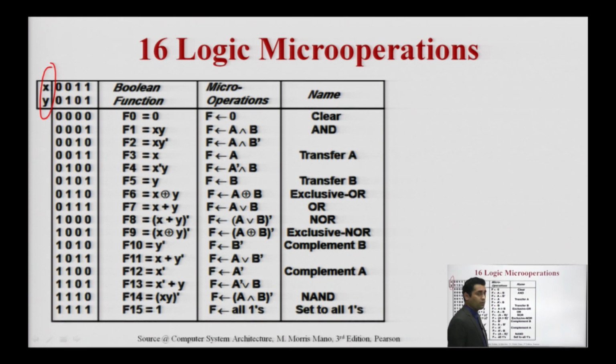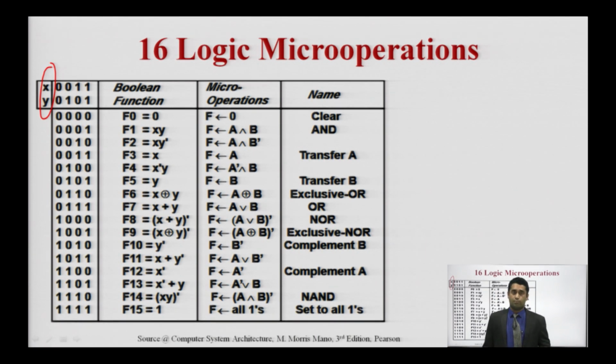Next, when we are talking about F1, that is AND, the favorable one. Next is the combination where we are going to AND the B complement. We will see an example of where this B complement is used. Then transfer A, where the content of the A register is going to transfer to B. Next are the exclusive OR operation, OR operation, NOR operation, and complement. These are the important ones.